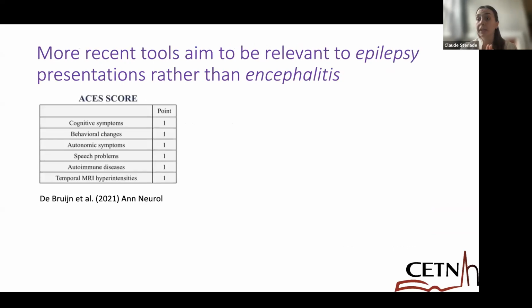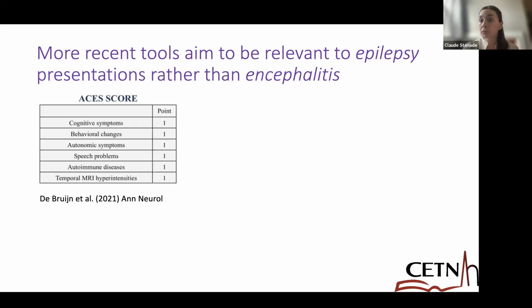There have been other attempts to be more useful in the outpatient setting in the epilepsy clinic. So this is probably the best score for this purpose. The ACES score, which stands for Antibodies Contributing to Epilepsy and Seizures, was developed by the Dutch group. Here, if you get 2 points or more, you've earned yourself an antibody panel. So that's cognitive symptoms, behavioral changes, autonomic symptoms, speech problems, comorbid systemic autoimmune diseases, and temporal MRI hyperintensities.